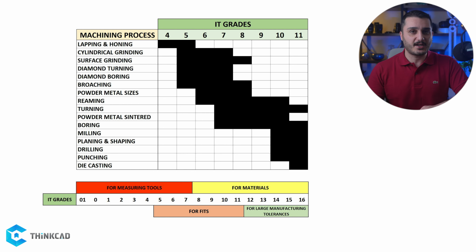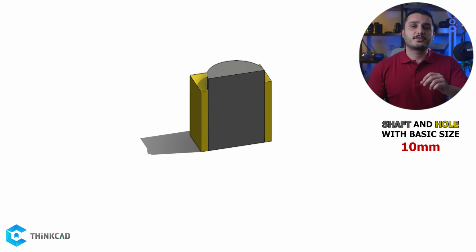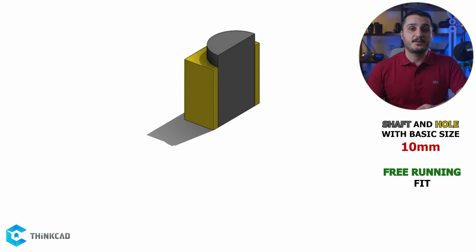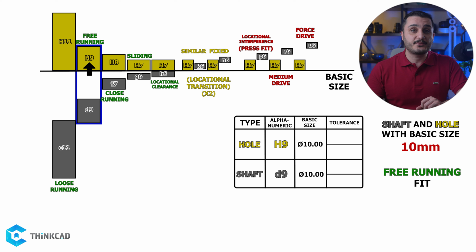Now let's go over an example and use the standard fit tables to figure out what our tolerance for shaft and hole should be based on our nominal size. Let's say we have a shaft and hole assembly with a basic size of 10 mm. Say we are told to apply the proper tolerances that give us a free running fit. If you look at our fit table, you see that free running fit means H9 for hole and D9 for shaft. 9 for both means they should have equal tolerance zones in terms of size. H9 should be placed with its MMC at basic size and D9 at a distance in the negative direction.